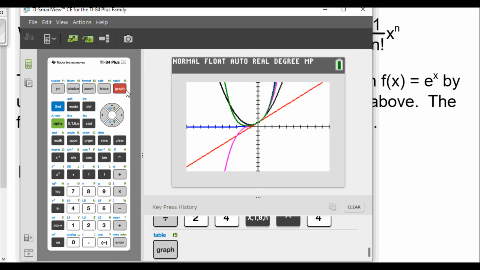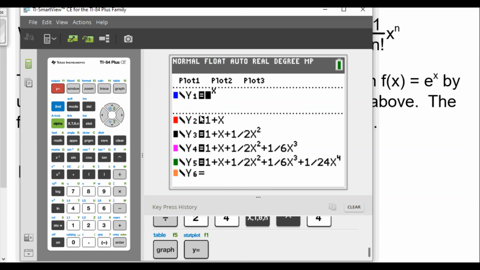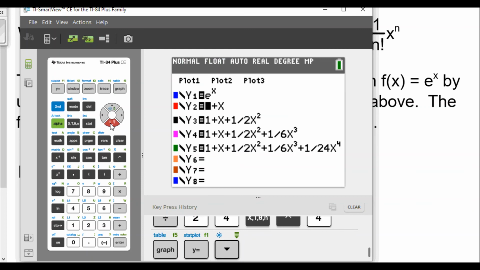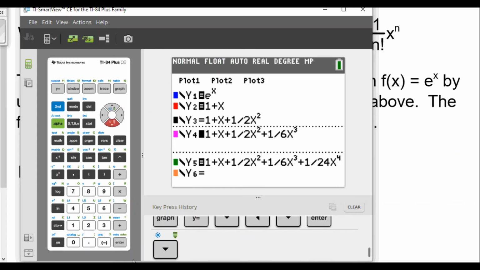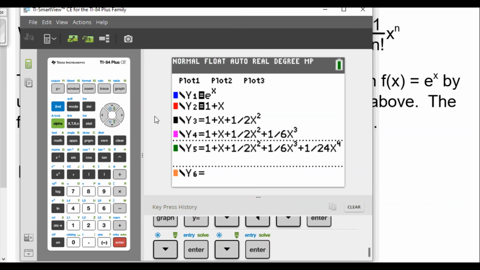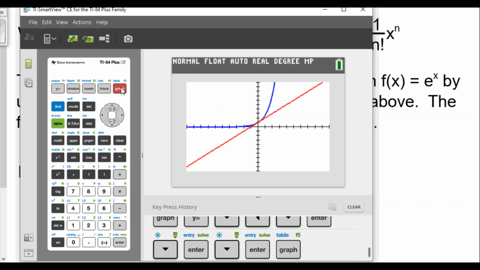And you'll see in this case that the original graph is in blue, and so we can turn off some of these. We can maybe do each one separately, so I'll add them on as we go along. You can turn off the graphs by going downwards and hitting enter on the equal sign of each one, so that the equation is still there, but we'll graph them as we go along. So our first graph will be here.